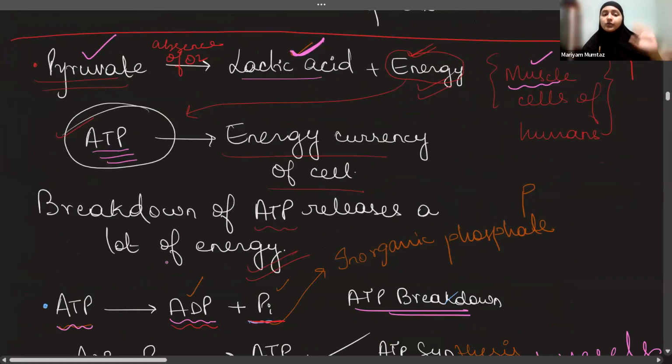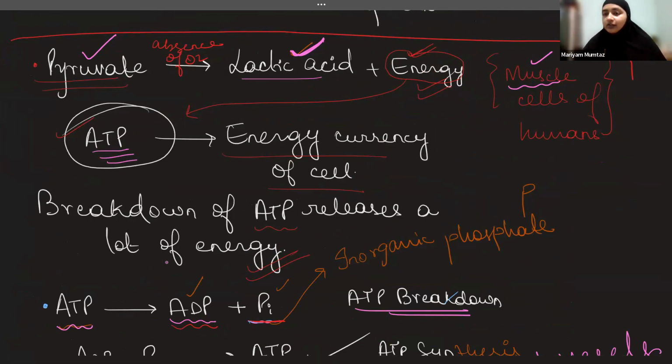Whenever we do excessive exercise, whenever we run a lot, we feel like we are going out of breath. Have you ever felt that when you run repeatedly and all of a sudden start running very fast, your legs start tightening? Have you ever felt that? Yes, ma'am. Now, why does that happen?